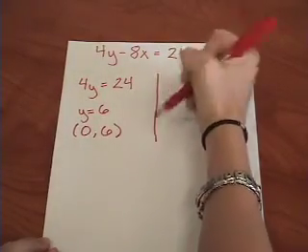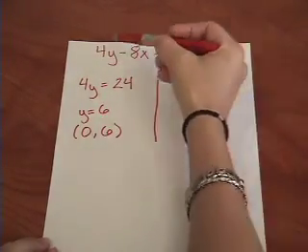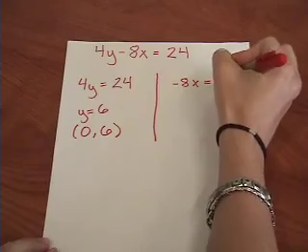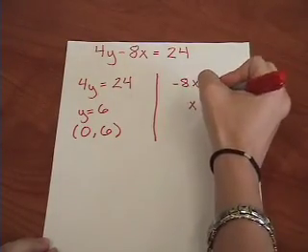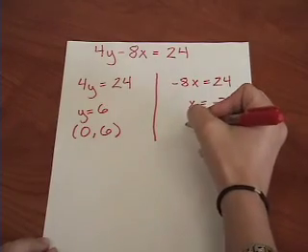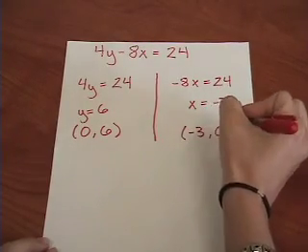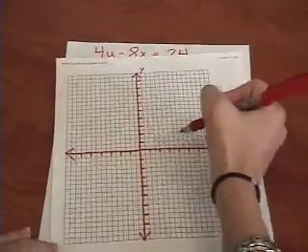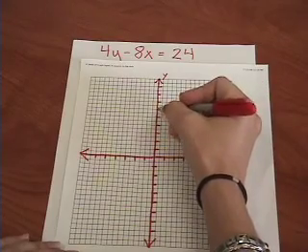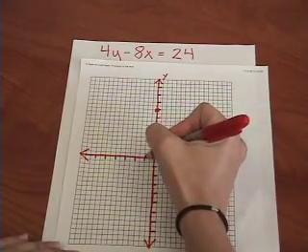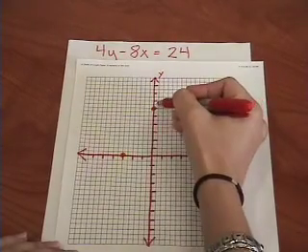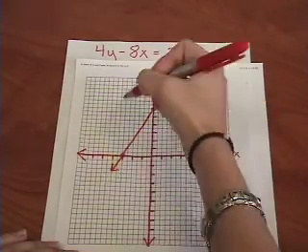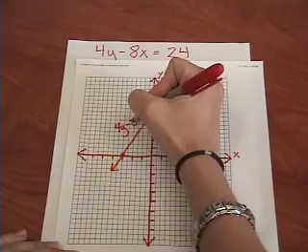Now back to the original equation. I'm going to plug in 0 for y, and that will cancel the 4y. I'm left with negative 8x equals 24. Solve for x, and we get x equals negative 3. This gives us the ordered pair negative 3, 0. Now let's see it on the graph. I have 0, 6, and negative 3, 0. Connect the two points, and there's our line.